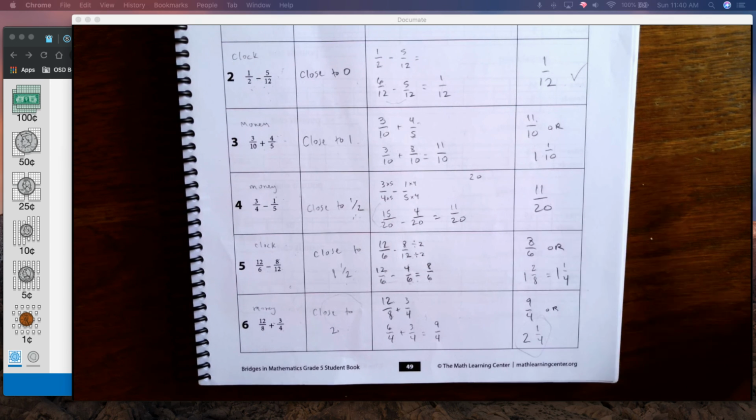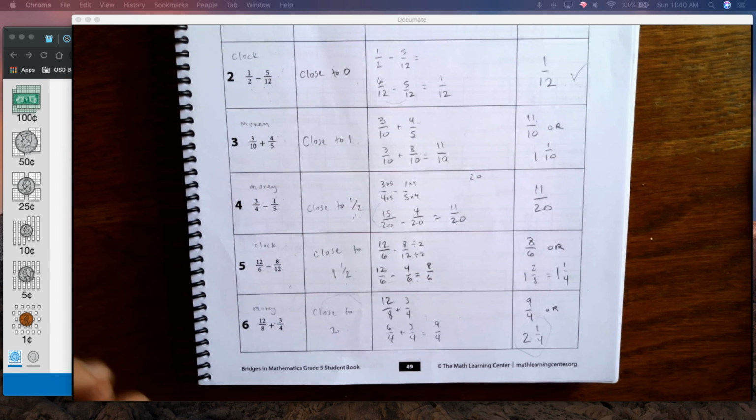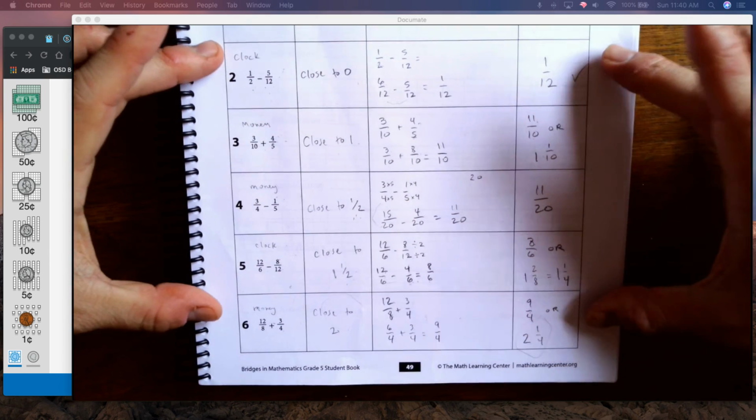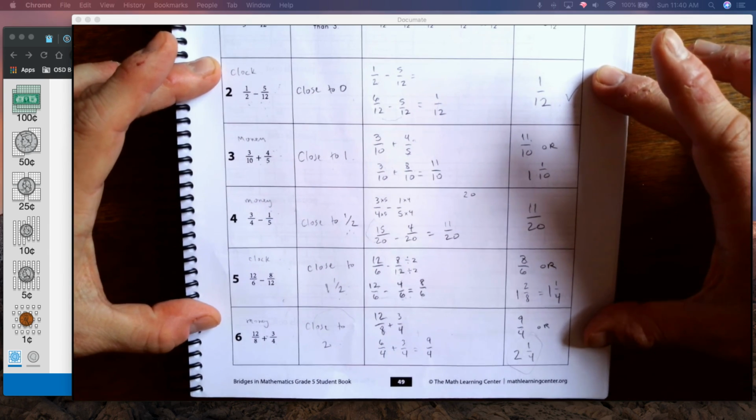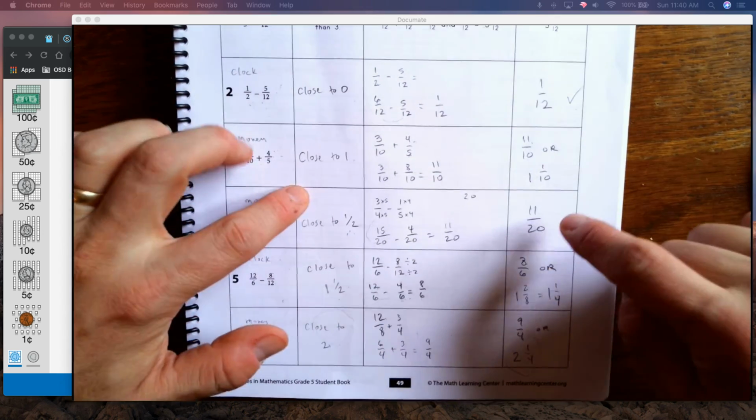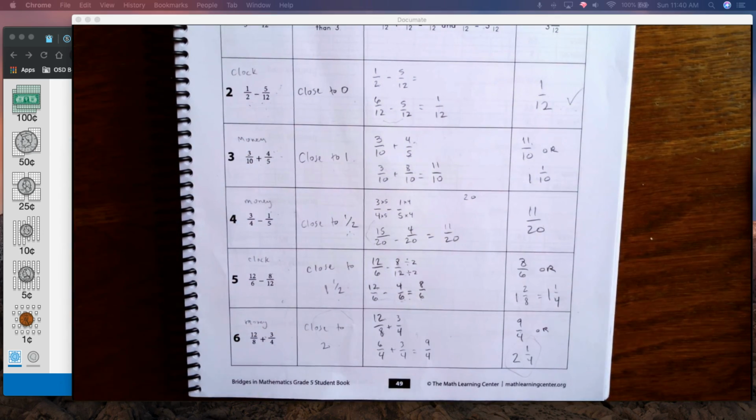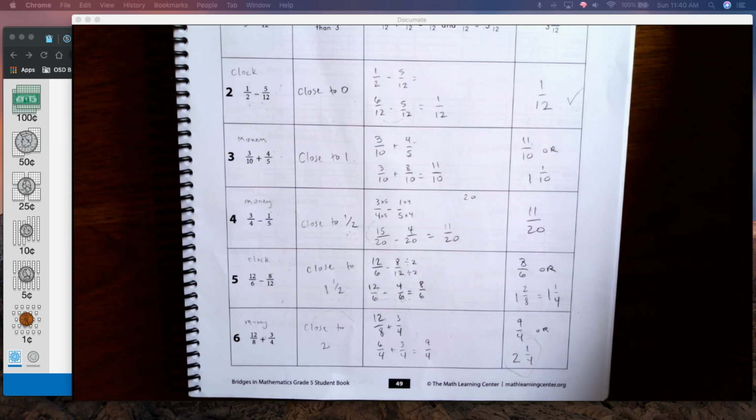We will go over this again in Zoom. It's a lot slower, but I just wanted to give you a quick video on how we solve these when we're estimating and checking. All right, that is part 2 of page 49.